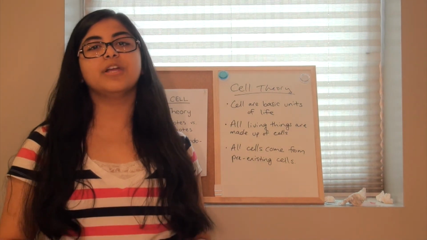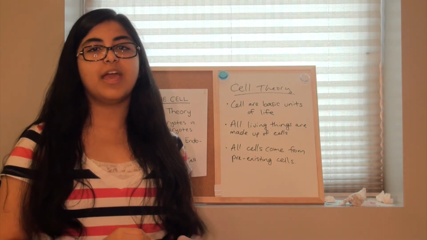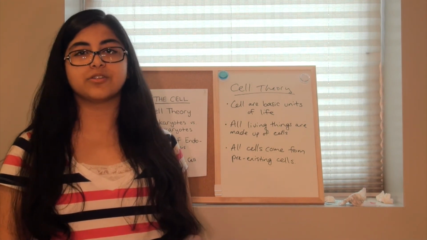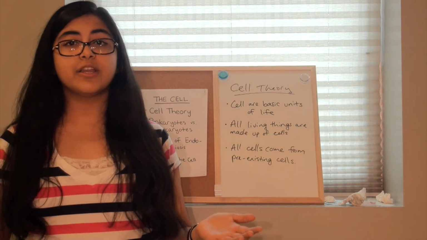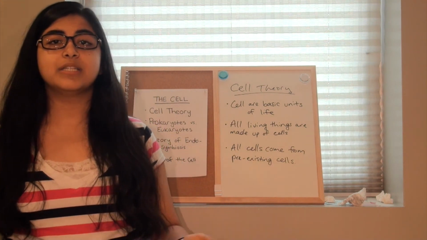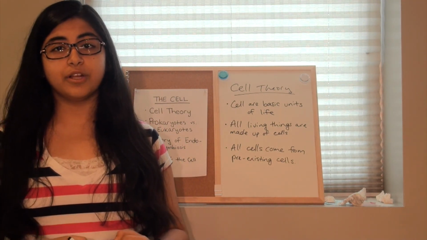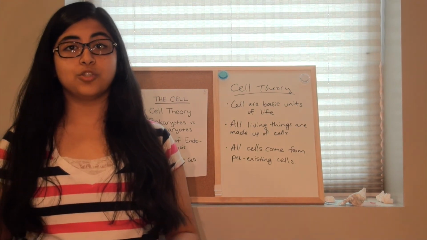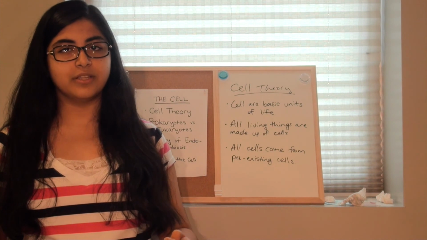It is also important to note that Robert Hooke first discovered the cell when he viewed a slice of cork under his microscope. There are also two different types of cells, prokaryotic cells and eukaryotic cells. Prokaryotic cells, such as bacteria, have no nucleus or internal membranes, while eukaryotic cells, such as the ones in humans, do have a nucleus and internal membranes.